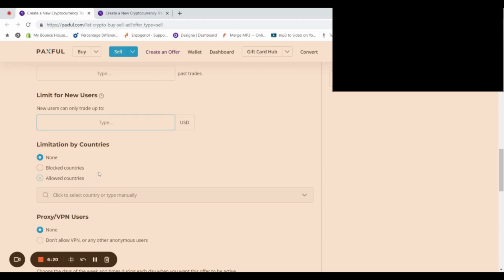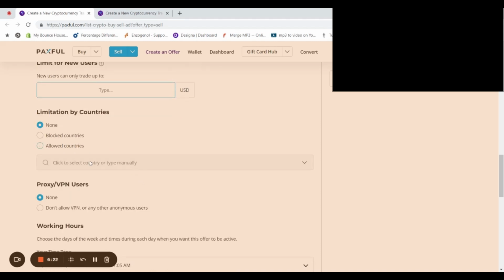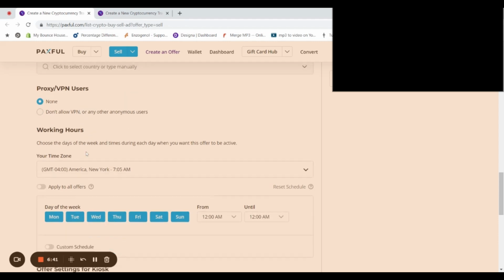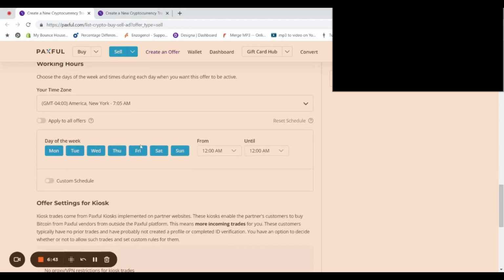I'll generally block some countries which are commonly known for scammers. This is something that would have to be done on a case by case basis. For example, it depends upon where you are and which payment method you're working in. But typically there are some African countries that you're going to want to block. Proxy VPN users, I would generally not allow a VPN. I would click this.